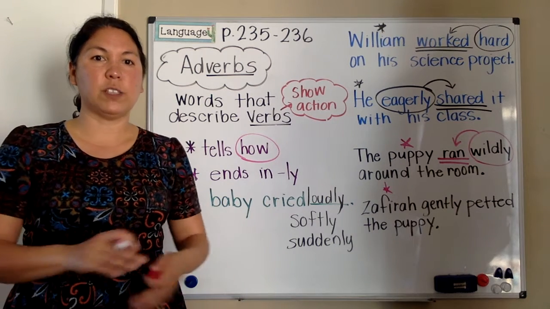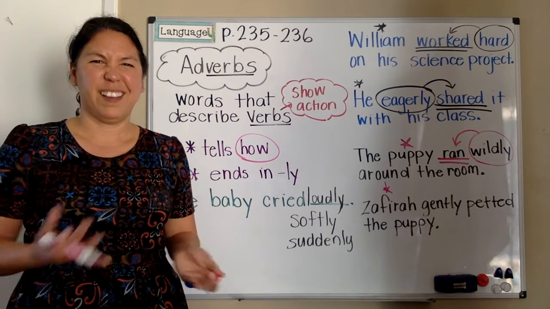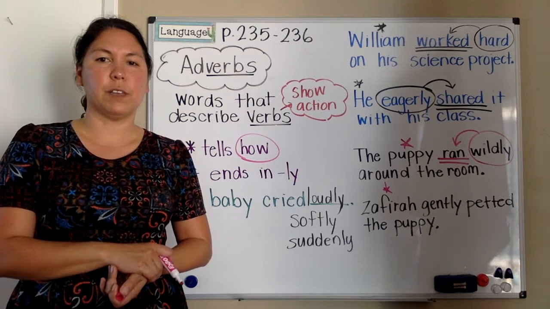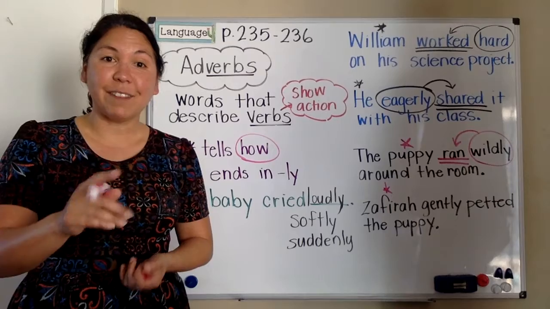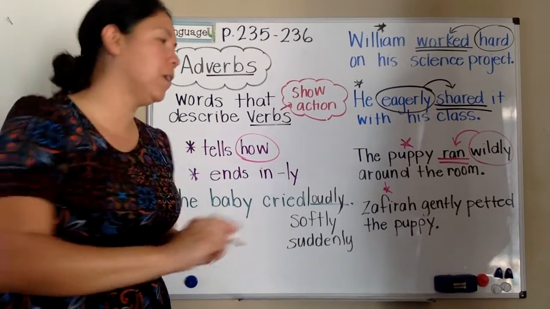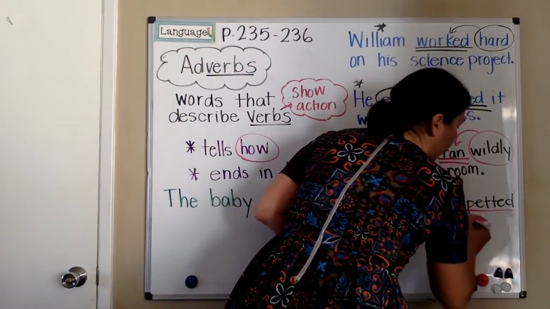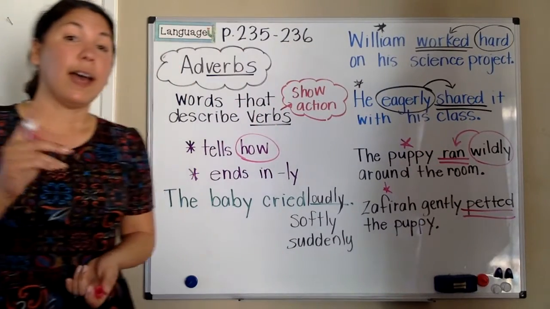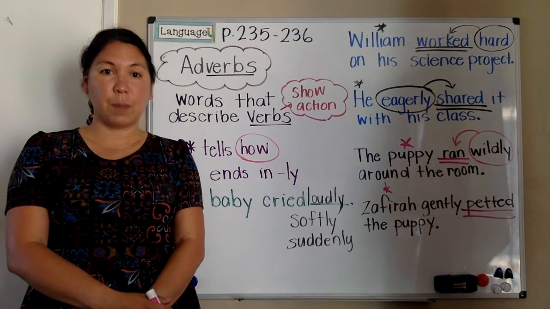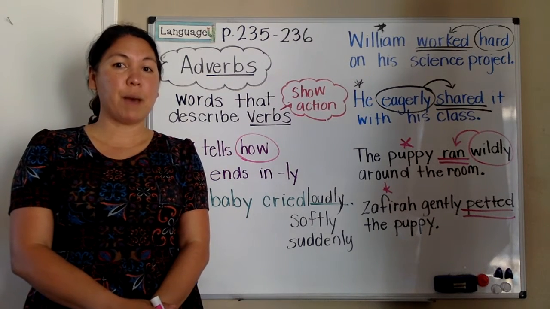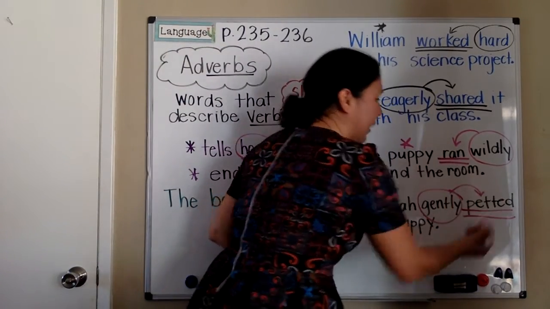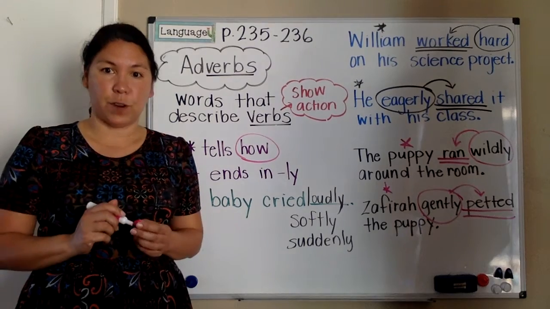If I said everyone gently right now, can we act that out? Find something you can act out. Zafira petted. If I said everyone pet, right? When you do that with your hand and you pet an animal. So petted is our action. Okay, so how did Zafira pet the puppy? She petted the puppy gently. Very good. So gently is describing how Zafira petted the puppy.